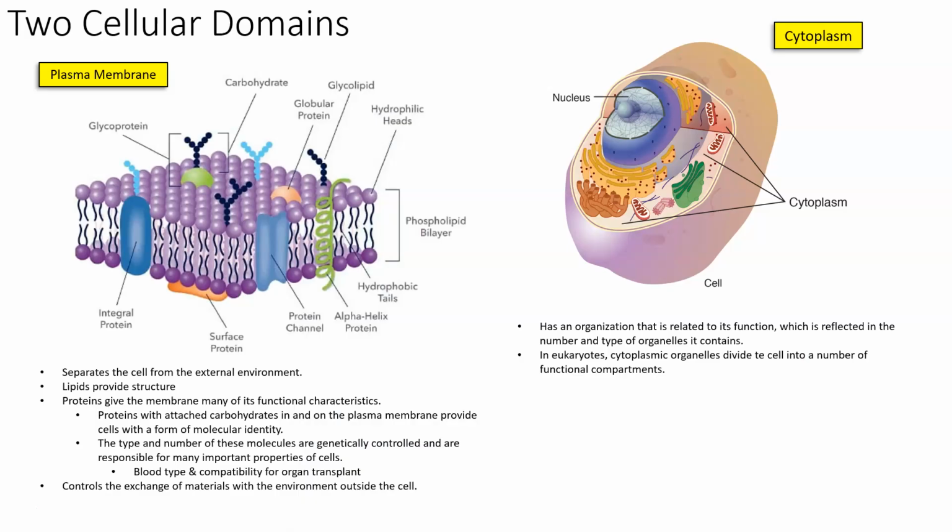So let's dive in. When we talk about cell structure and function, there's really two areas within the cell that we need to talk about. One being the plasma membrane and the other one being everything else, basically everything within the cell membrane. Everything interior of the cell membrane would be within the cytoplasm component. So two cellular domains: plasma membrane and cytoplasm.